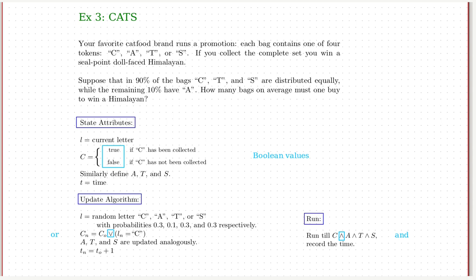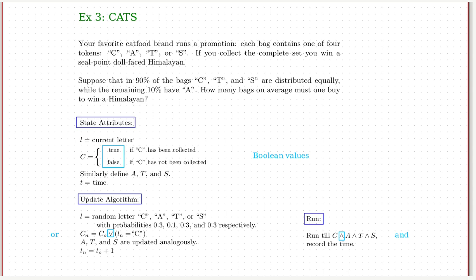So we probably want to describe what the current letter is that we just collected in the new bag of cat food. We also want to keep track of which letters we've collected up till this point in time, including all the earlier bags of cat food. And we also want to keep track of the time, because that, after all, is what we're interested in ultimately. How long is this going to take? So we have to keep track of all those things, right?